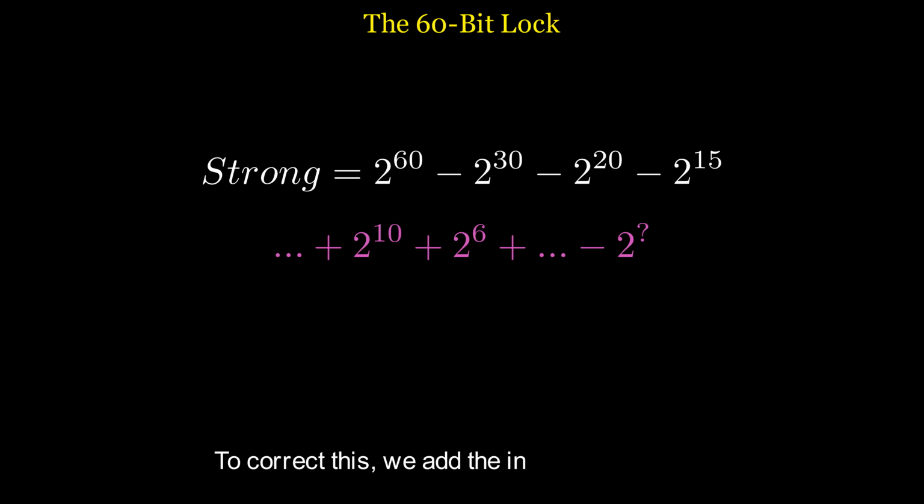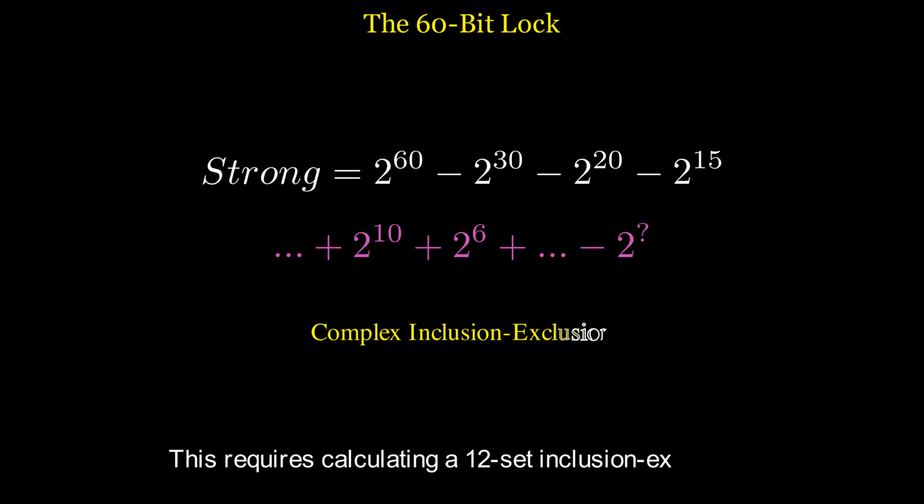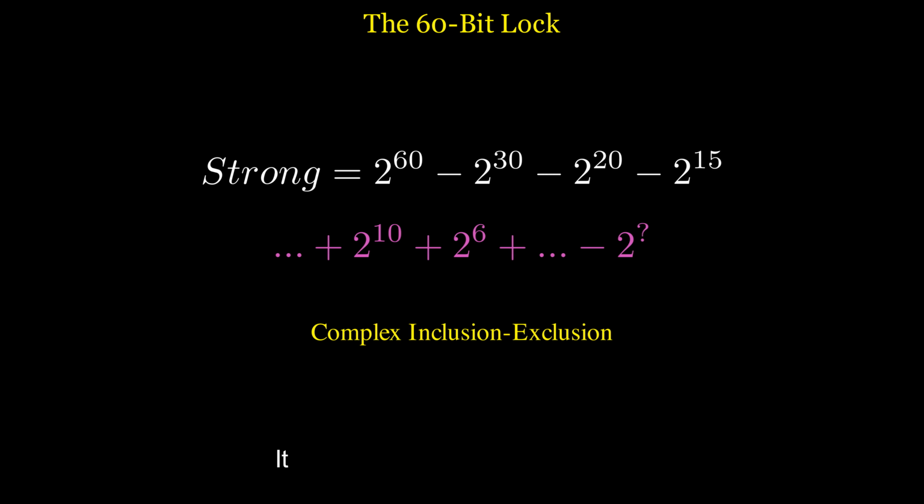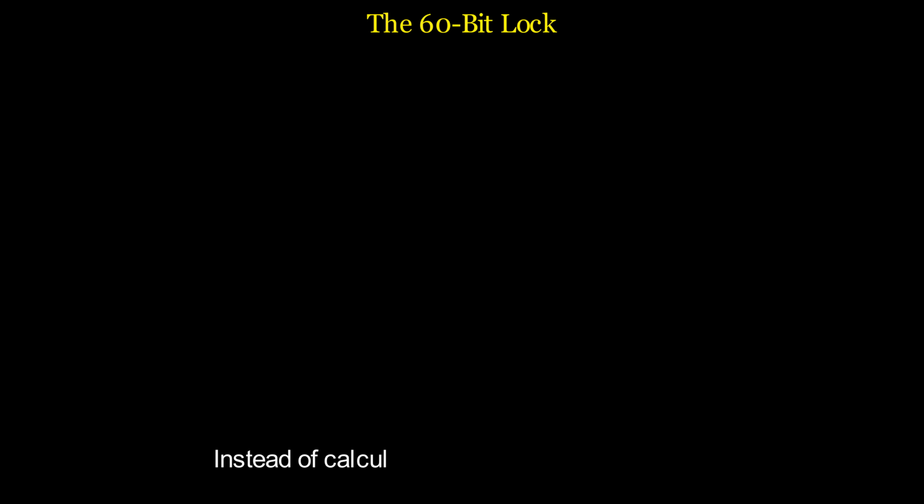To correct this, we add the intersections back, then subtract the triple intersections. This requires calculating a 12-set inclusion-exclusion. It is inefficient to compute this way. Instead of calculating the total and subtracting, we define the terms constructively.